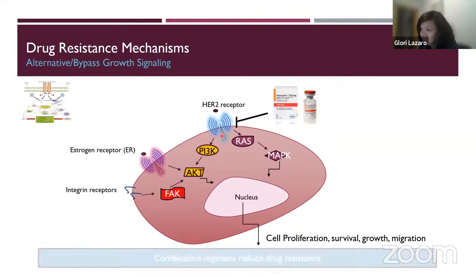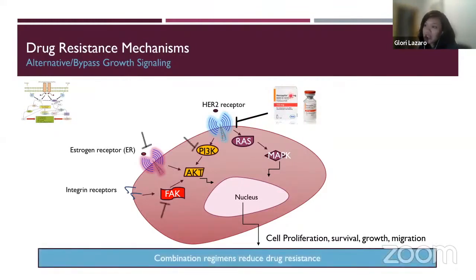And so ideally, we need to combine therapies. What you can do is combine drugs that target here, PI3 kinase, drugs that target AKT, and combine Herceptin with an estrogen receptor drug.